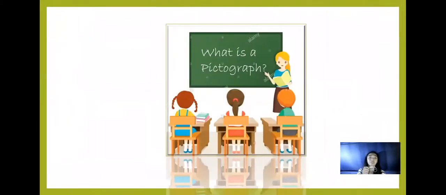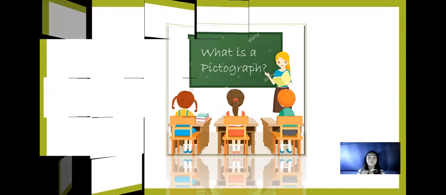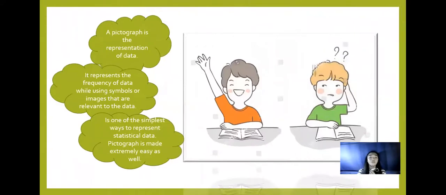So what is a pictograph? A pictograph is simply defined as a pictorial symbol of a word or phrase. It is used as the earliest form of writing. Also, a pictograph is the representation of data. It represents the frequency of data while using symbols or images that are relevant to it. Also, it is one of the simplest ways to represent statistical data. A pictograph is made extremely easy as well.